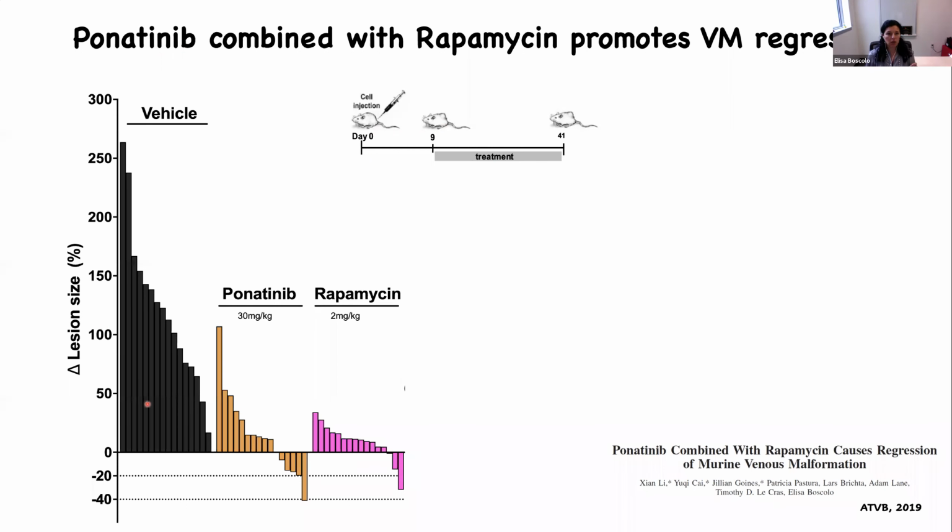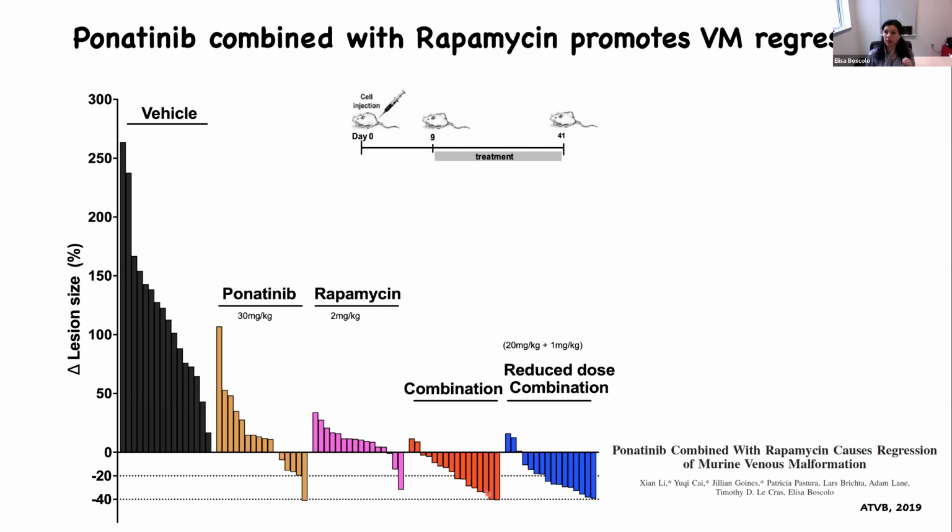In this waterfall plot diagram, you can see that the size of each lesion that we measure keeps increasing in response to vehicle treatment. But when you treat with ponatinib or rapamycin, there is still probably a little bit of increase, but it's minimal. And the beauty of this is when we combine ponatinib and rapamycin, we can promote a regression of these lesions. We can also decrease the dose of each single individual drug and still see a decrease in size.